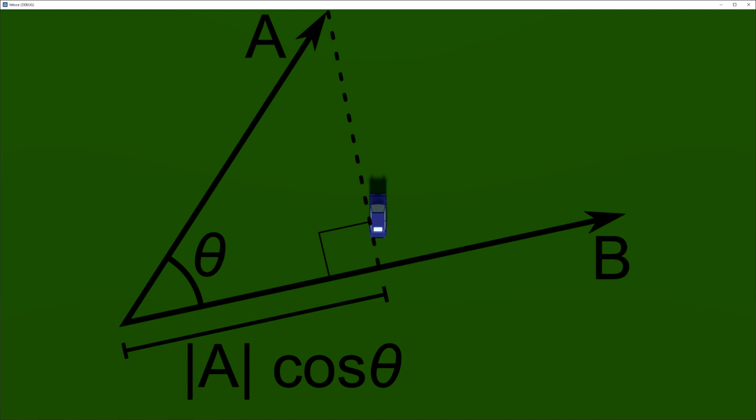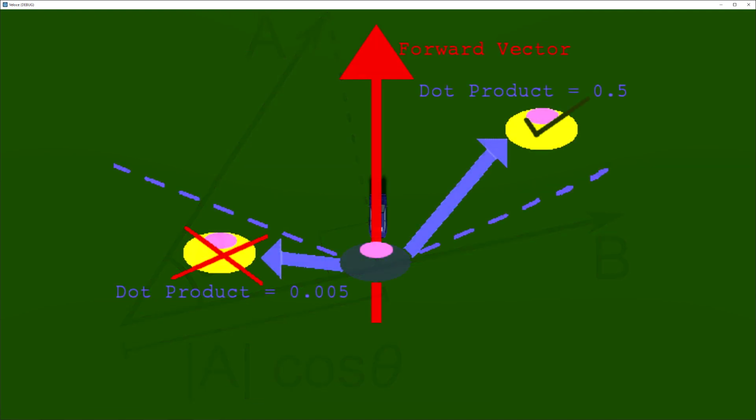It's basically the cosine of the angle between them. So it's minus 1 if the two vectors point in the opposite direction, the angle between them is 180 degrees. 1 if they point in the same direction, so the angle between them is 0 degrees. And where the result of the dot product is 0, it's when the two vectors are perpendicular to one another, so the angle between them is 90 degrees.